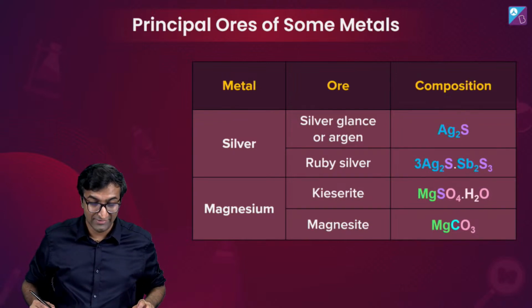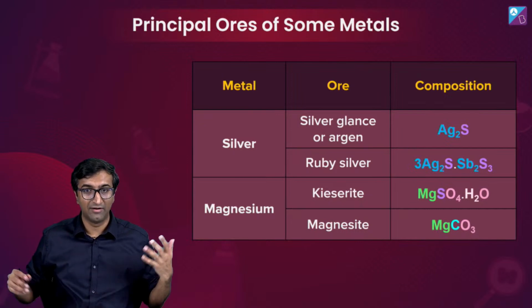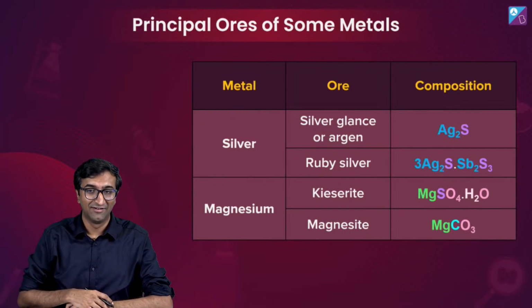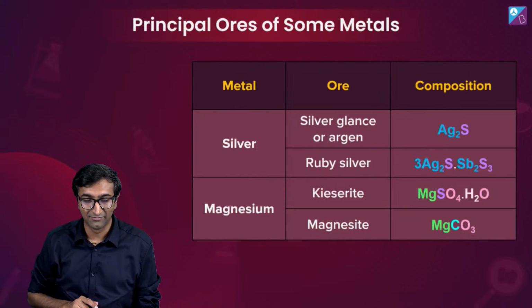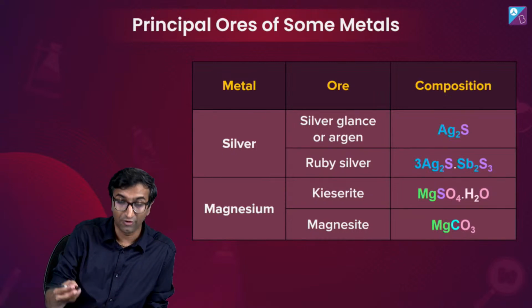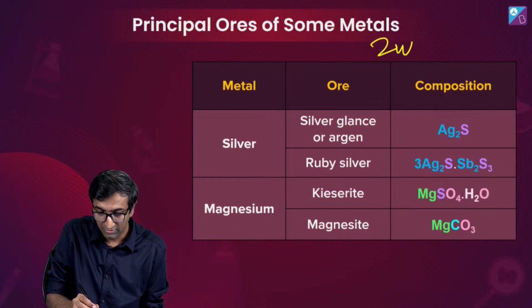NCERT is your Bible or Quran and Bhagavad Gita and all of it for NEET. NCERT is the best book. For physical chemistry, if you want to read some more, if you really feel like it and something isn't clear, then look at Zoom.